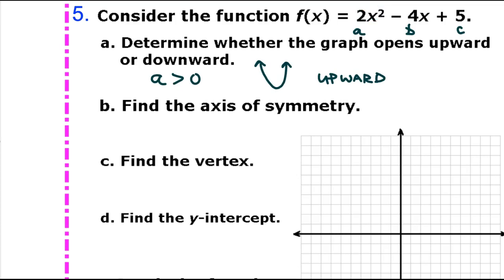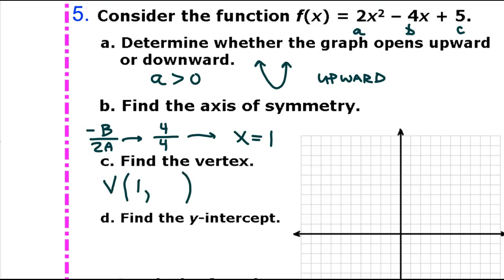Okay, the axis of symmetry now is going to be opposite of b over 2a. In this case, that's going to give me the opposite of negative 4, which is positive 4, over 2 times 2, which is 4, so x equals 1. That also doubles as the x value of your vertex. So 1 is the x value of the vertex.